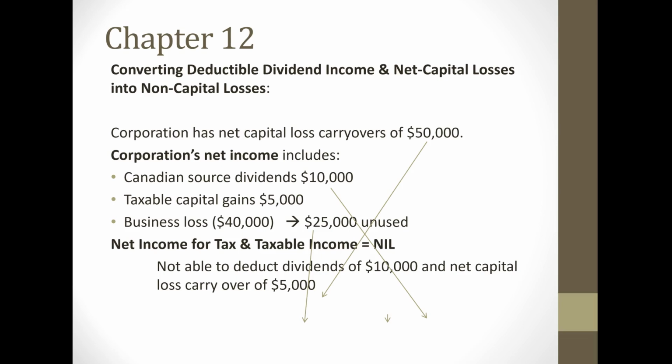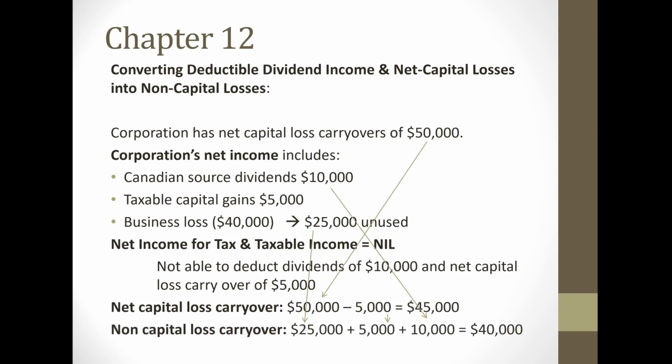So what the rules allow is that if we take a look at their net capital loss carryover first, the net capital loss carryover is 50,000. They could have used up 5,000, but they couldn't. So what they can do then is they can remove 5,000 from the net capital loss carryover balance, and that's going to bring them down to 45,000, and they can transfer that to their non-capital loss balances. Now the non-capital loss, the very last line here, they had 25,000 of unused business losses this year, so that's where the 25,000 comes from.